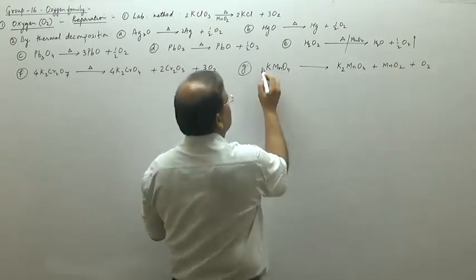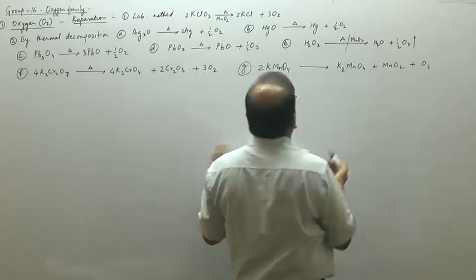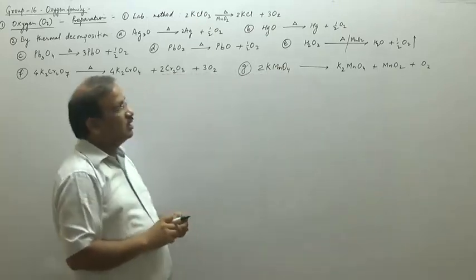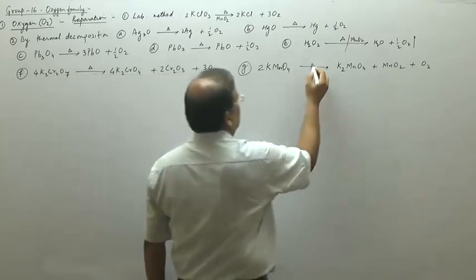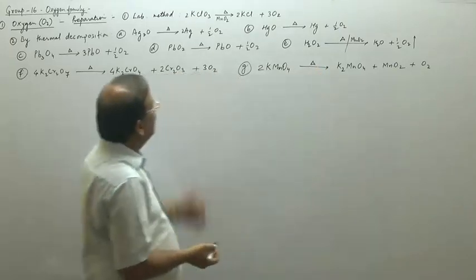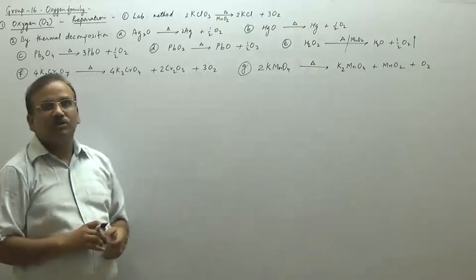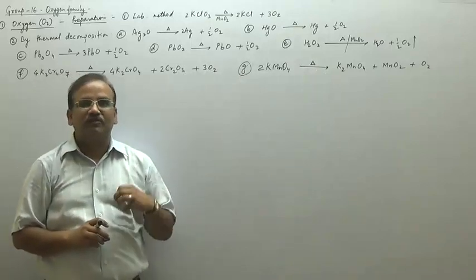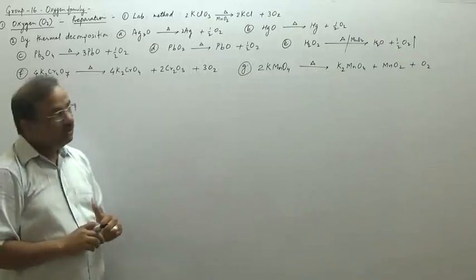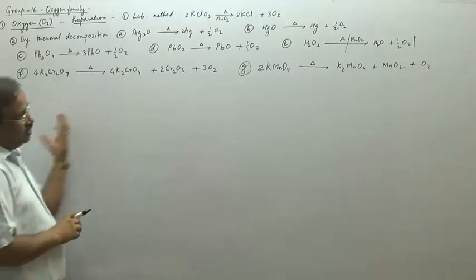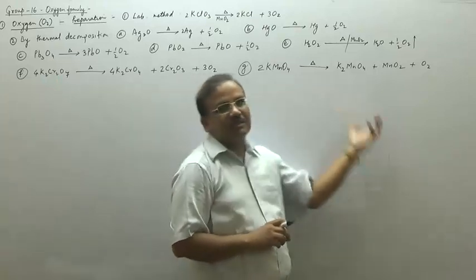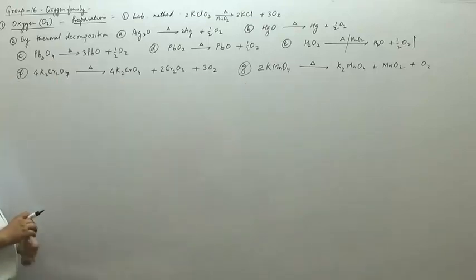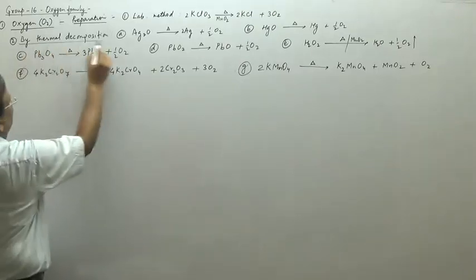So you can write it like this. That is how we get oxygen in the reaction. When it is heated, it shows the decomposition reaction. All of these are decomposition reactions which take place on heating, and these are the decomposition reactions by which we get oxygen. So in all these cases, oxygen is liberated as a gas. This is by thermal decomposition.